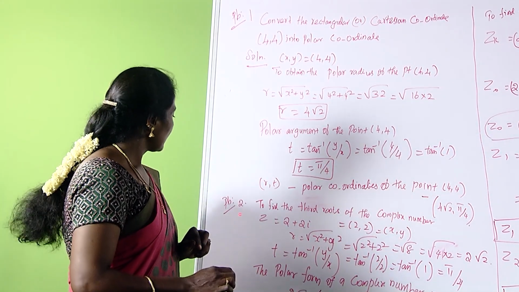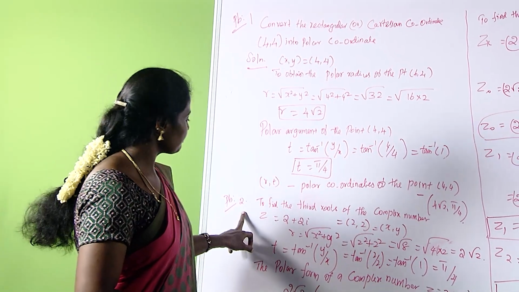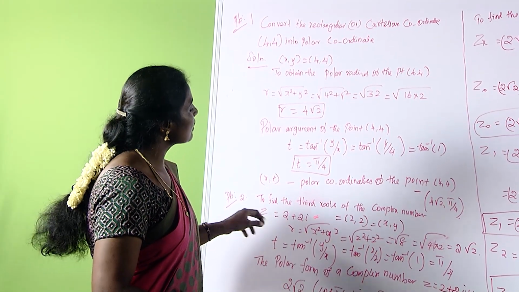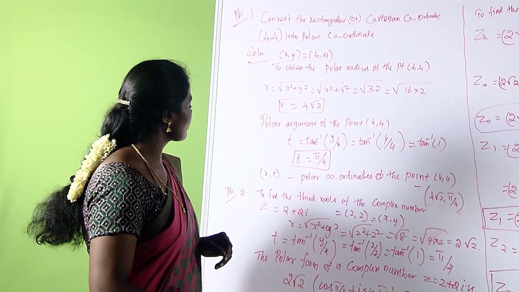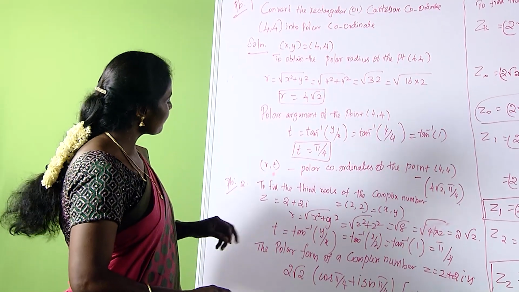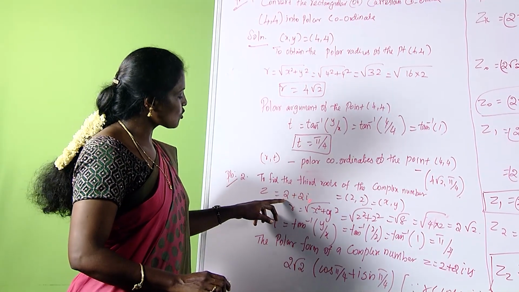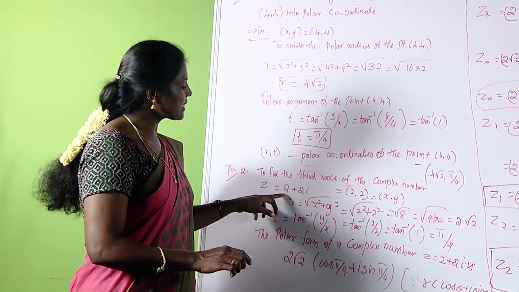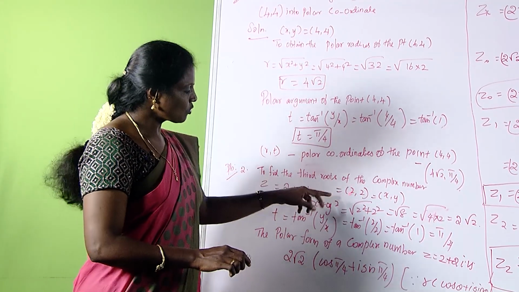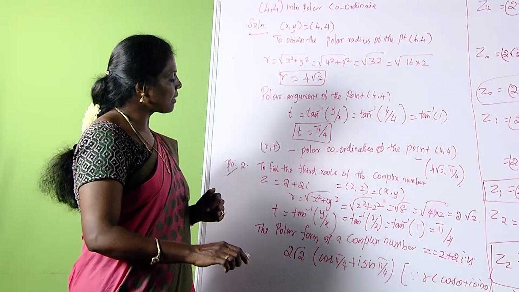Okay. In the second problem, we are going to find the third roots of the complex number z equal to 2 plus 2i. We can represent this 2 plus 2i as an ordered pair, that is (2, 2). So for (2, 2) we have taken x, y.